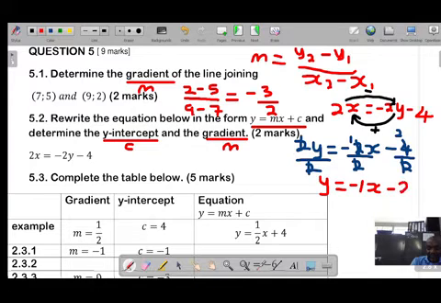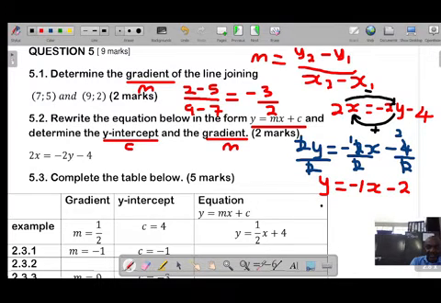Now somebody can say, but sir, when I reach there, I don't know how to find the gradient and the y-intercept. You know what? Don't blink. Don't even think here. Just write the equation and compare. Write the general equation, which is y equals mx plus c.